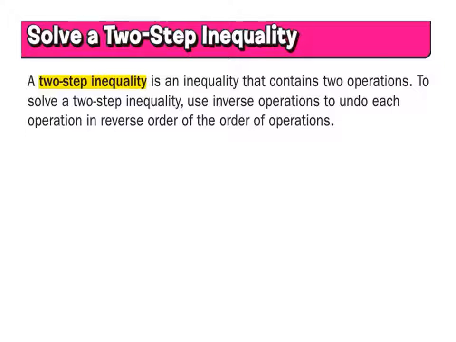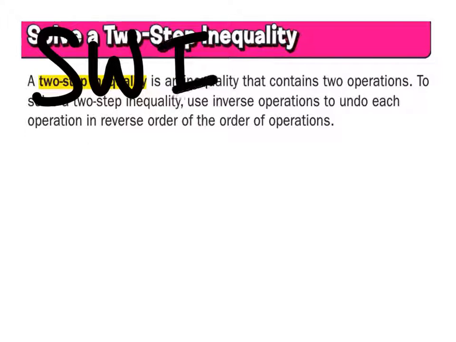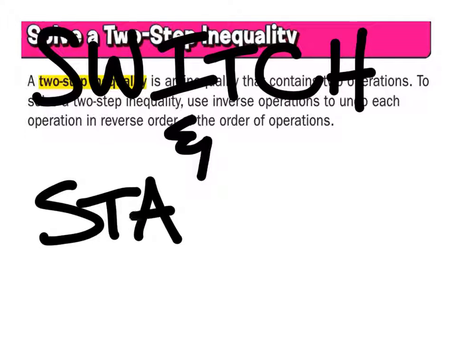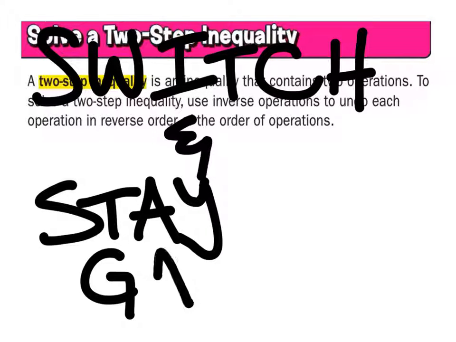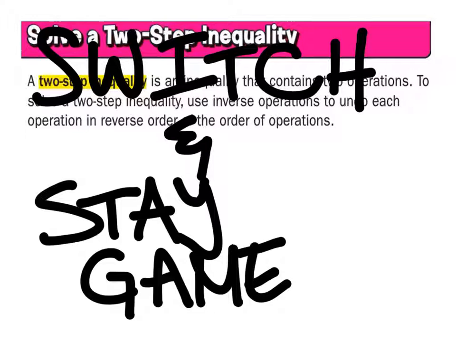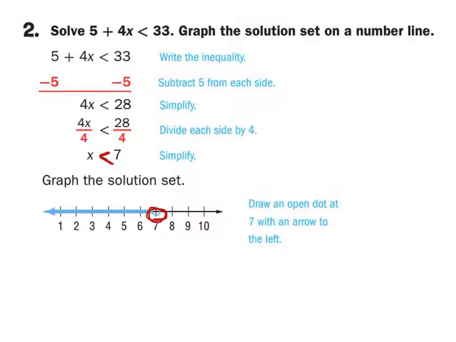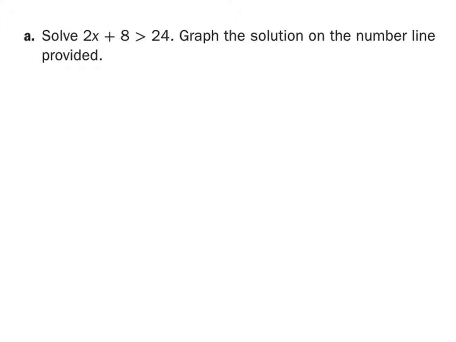All right, a two-step inequality just means that you just play the switch and stay game. That's all this is. Okay. So just write this in. Switch and stay. All right. That's all this is. Very good. All right, here's another example. Okay. There you go. You play the switch and stay game.